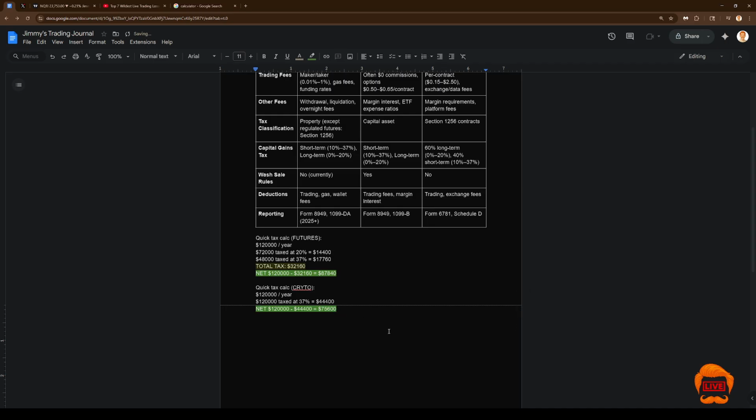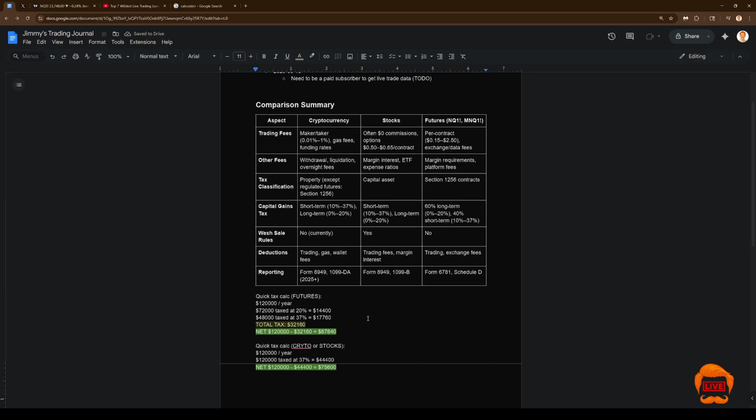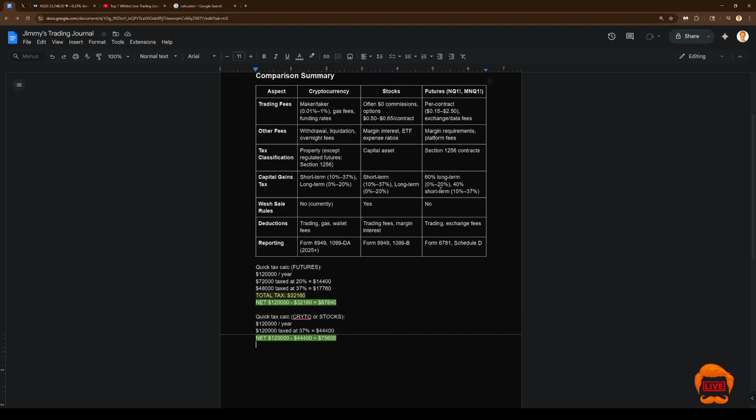Let's see what happens. Let's finish it up. Stocks. Oh, whoops. Same thing. 120,000 per year taxed at. Oh, it's taxed the same. Okay, so I don't need to do it. I'll do crypto or stocks. Okay, so we have good notes. So yeah, futures from a tax perspective is going to be better.